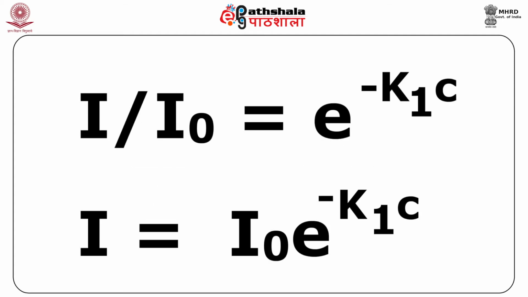Taking inverse on both sides, it becomes I by I naught is equal to e raised to the power minus K1C. Now the equation reshuffles itself to give I is equal to I naught into e raised to the power minus K1C. This represents the required equation of the Beer's law.